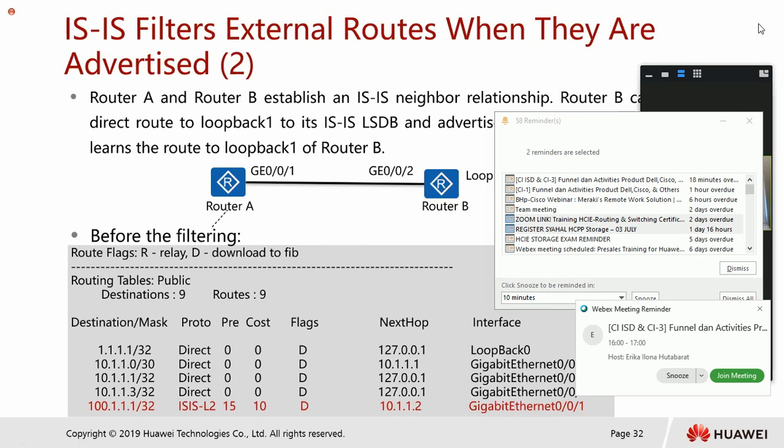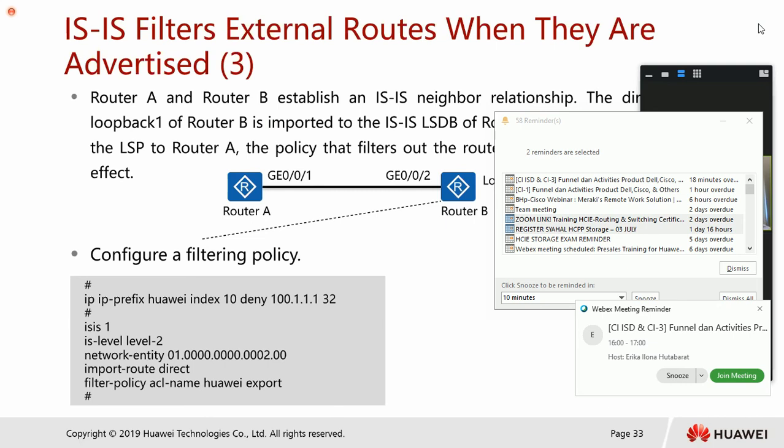Same case. Router A and router B establish ISIS neighbor relationship. Router B imports direct into the ISIS. Router A learns the route. That's good, I learned the route of 100.1.1.1. That's all good. But how are you going to perform the filter when they are inside the route? Okay, and this is where we can perform it here.